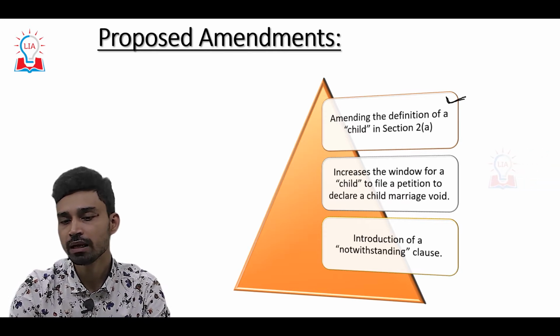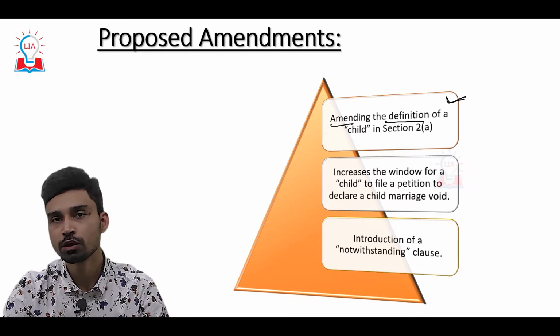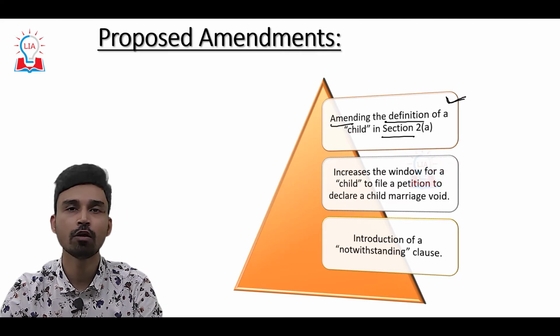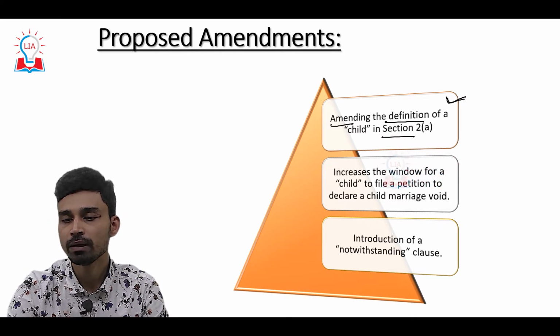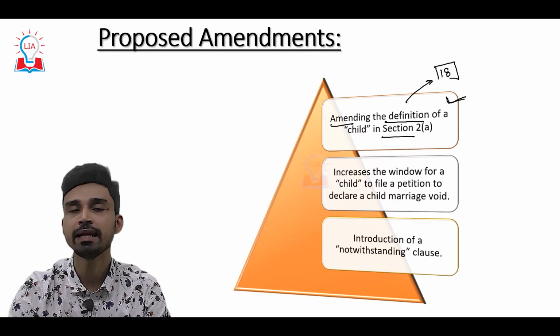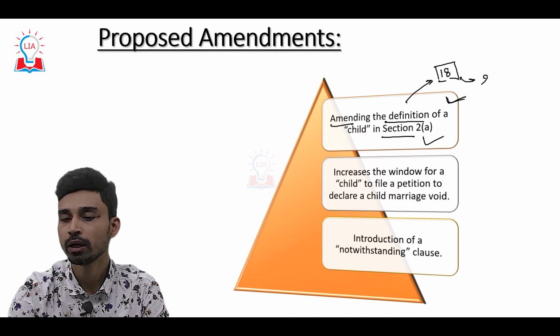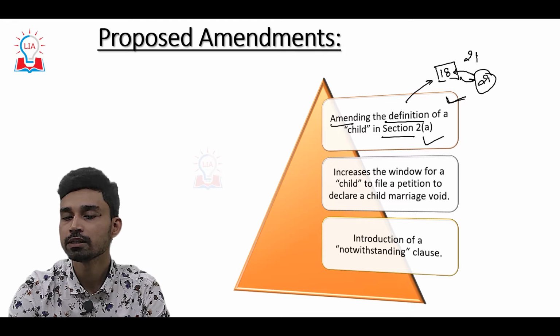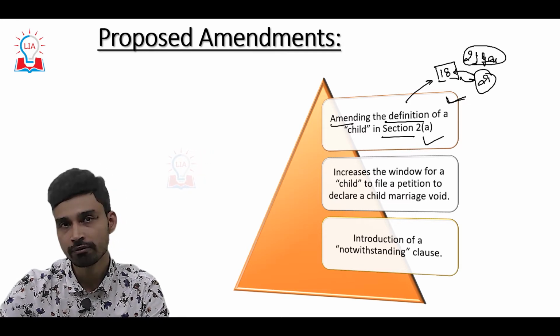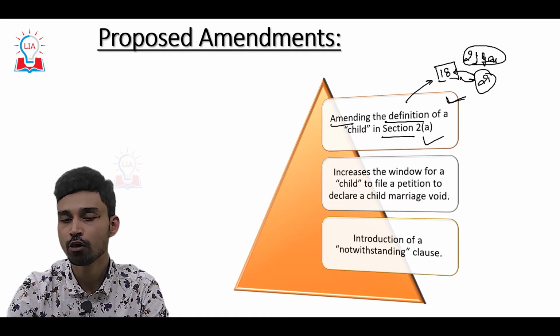The first main amendment is that the bill aims to change the definition of child as given in section 2A of the bill. In section 2A, as of now, whether it is male or female, if a girl is less than 18 years of age, then she is considered a child, while for a guy it is 21 years of age. So the bill tries to make this uniform and make 21 years the age for defining anyone, whether male or female. If she or he is below 21 years of age, she or he will now be classified as a child.